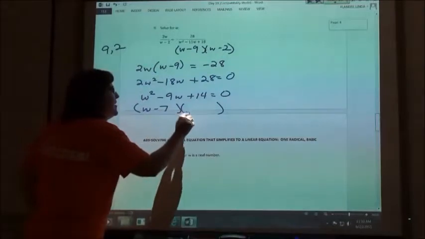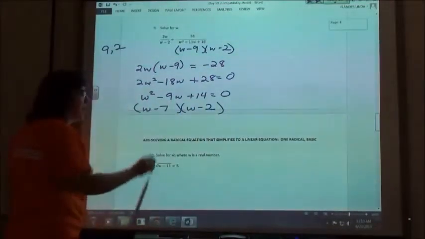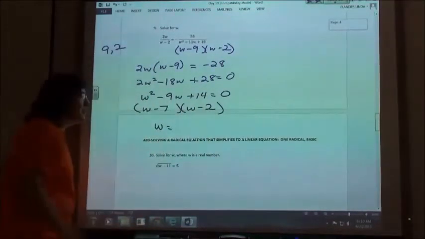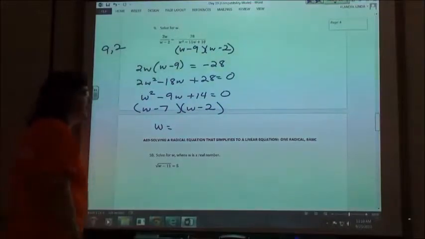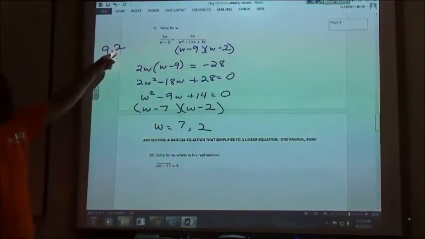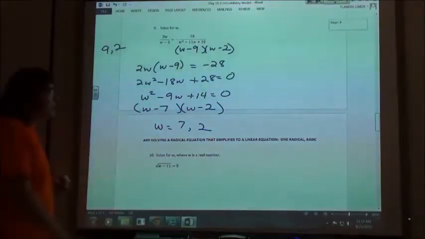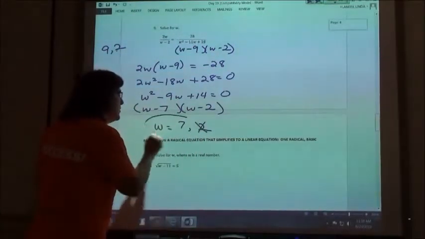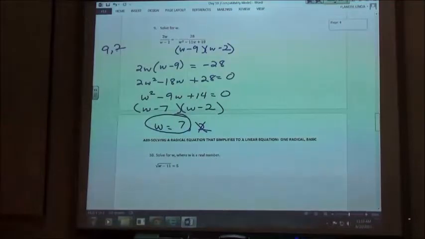W minus 7 and W minus 2, which means my possible answers would be 7 and 2. However, we can't have the 2 because that was one of our restrictions. So W is just going to equal 7.